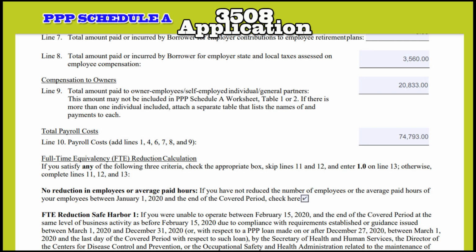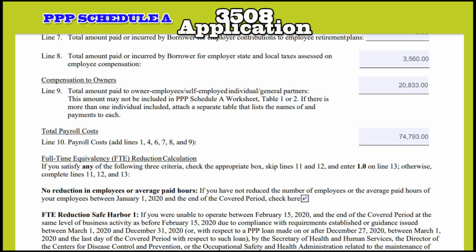So we just threw a jive number in there of $3,560. Okay, so now the next section that I'm sure all of our self-employed and CEOs have been waiting to get to, the compensation to the owners. This is owner compensation. So if you are self-employed, you would put this compensation here. Now, keep in mind, you can only apply for $20,833, and that's based on $100,000 annual salary.